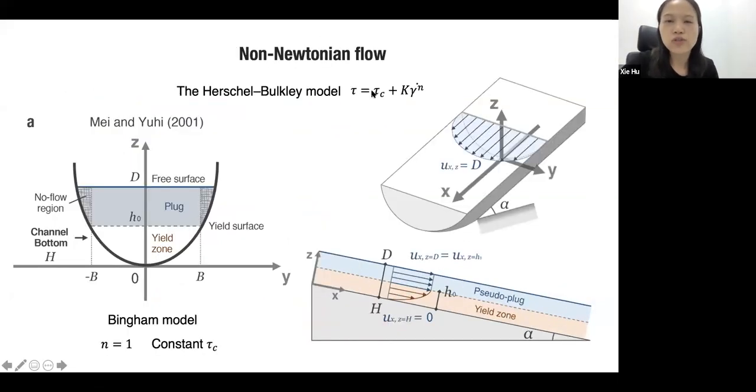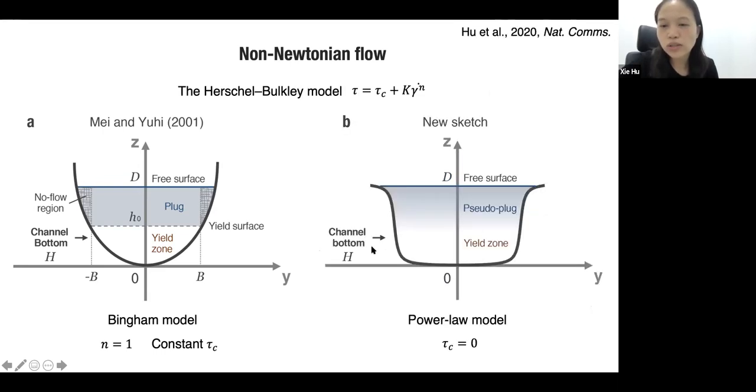And this equation describes the stress condition. The tau C is the yield stress at the yield surface. In the most commonly used Bingham model, tau C is a constant and the power law index n equals 1. However, there would be no flow region at the sides as they are too shallow to drive the flow. But from our extensometers installed at the lateral shear surface and SAR profiles, we both see that the displacements are continuous until the sides. So we opt for the power law model, where above is a pseudo plug that gradually changes into the yield zone below.